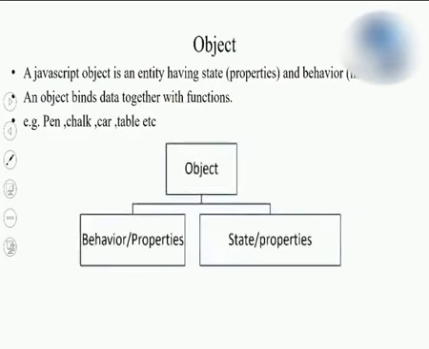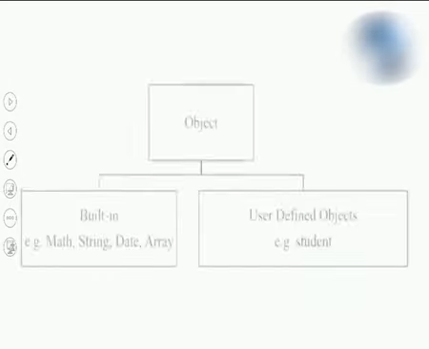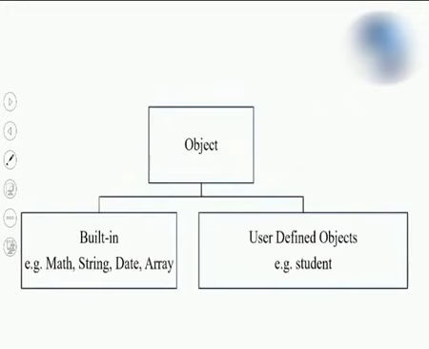So students, there are two types of objects supported by JavaScript. An object is a combination of behavior and state. You are supposed to remember this for the examination. As I said, there are two types of objects in JavaScript: built-in and user-defined. Built-in objects are math, string, date, array, etc. And user-defined objects means the objects created by the user.